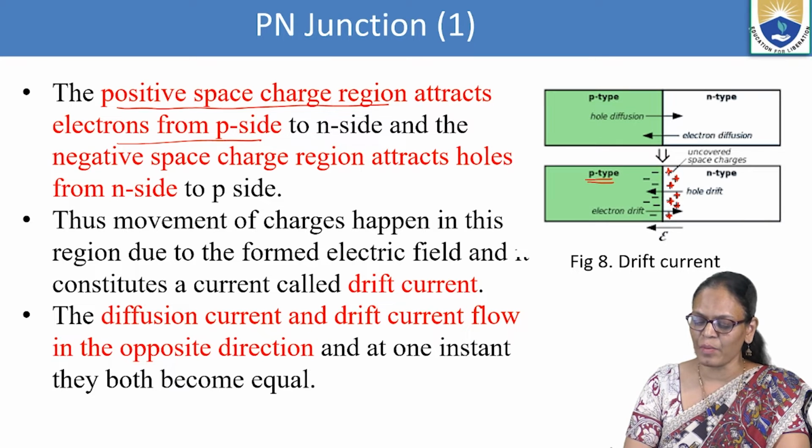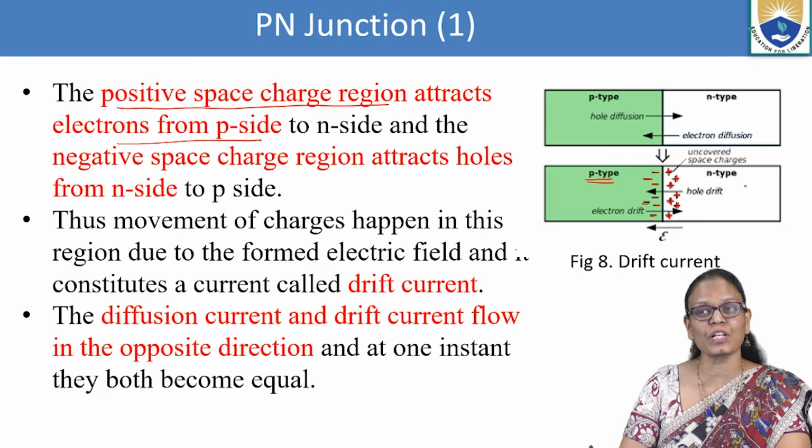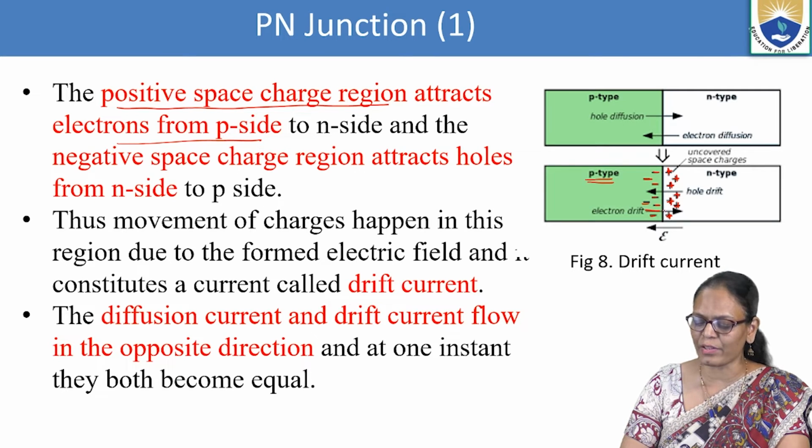And in the same way, because of the negative space charge region here, the holes that are present in the n type, which are minority carriers, will slowly start drifting towards the negative space charge region. So what we see here is the electron drift is from p to n, and the hole drift will be from n to p.